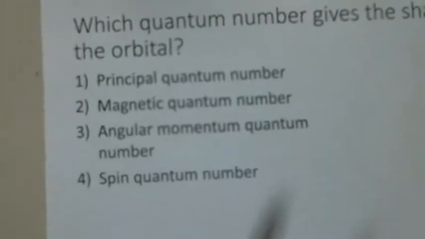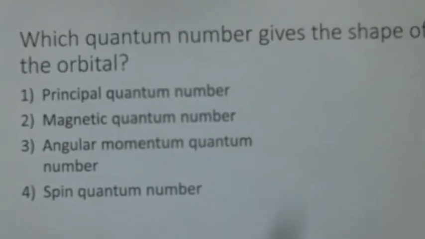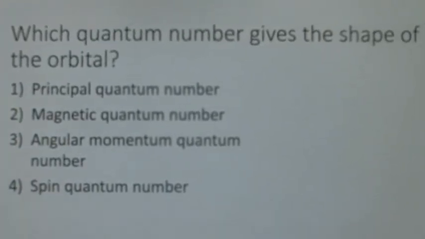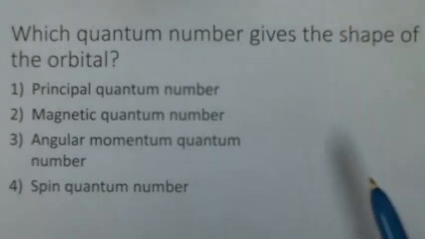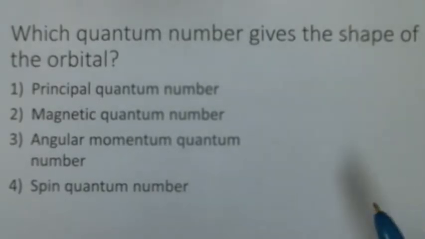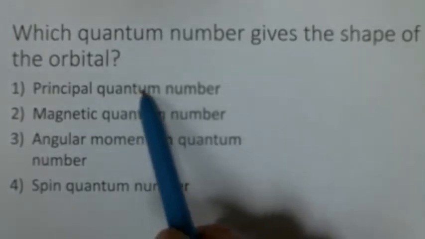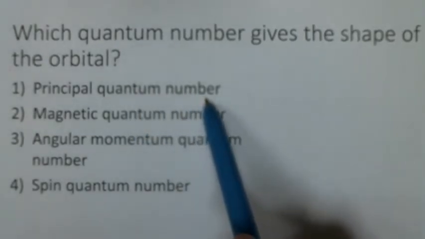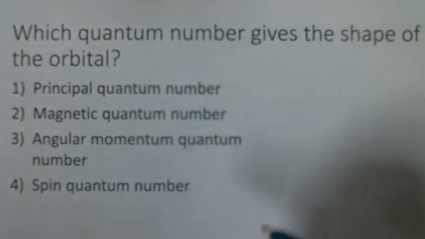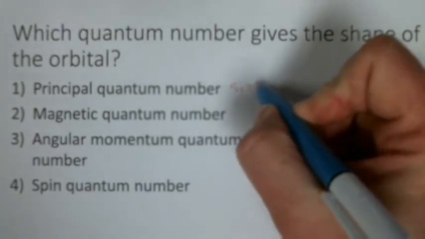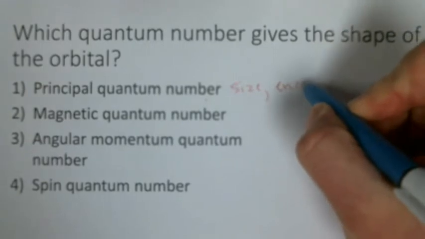All right, so like I said, these are just old test questions, examples that I like to use. And this one's a straight memorization one. Which quantum number gives the shape of the orbital? So the principal quantum number, what does that give us? That gives us the size, right? Like the Bohr model, the size or the energy. Why am I still writing in red?